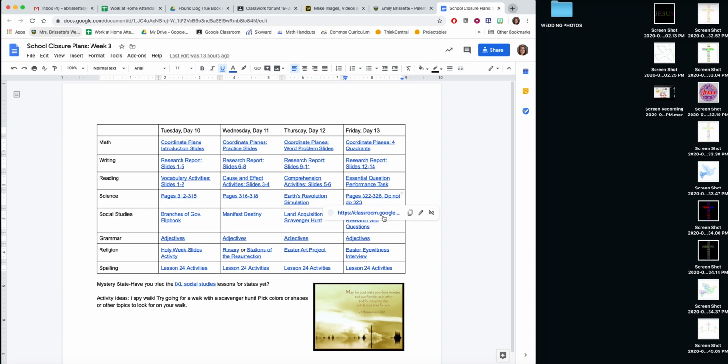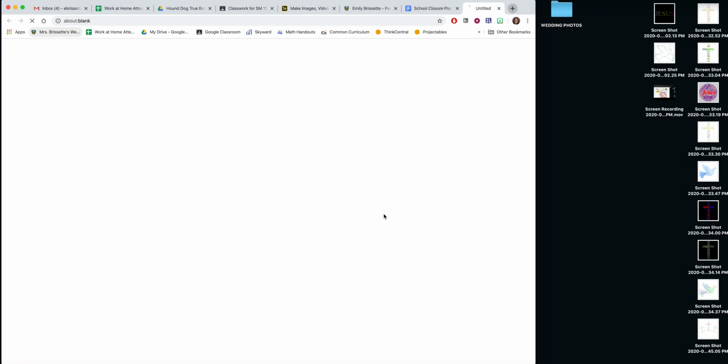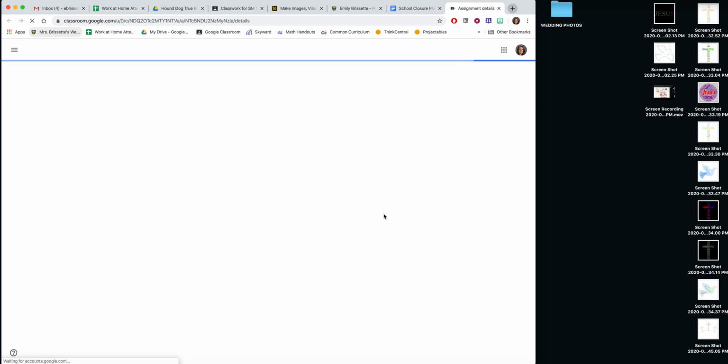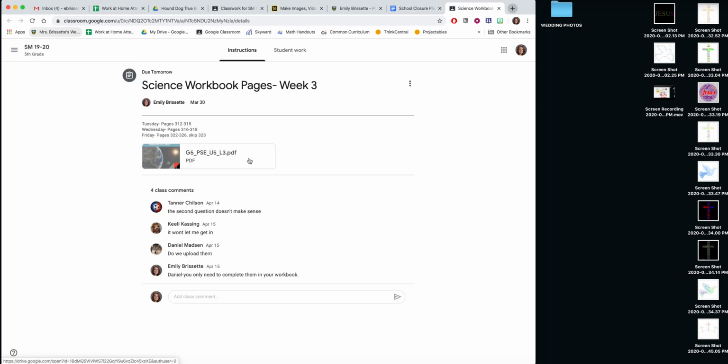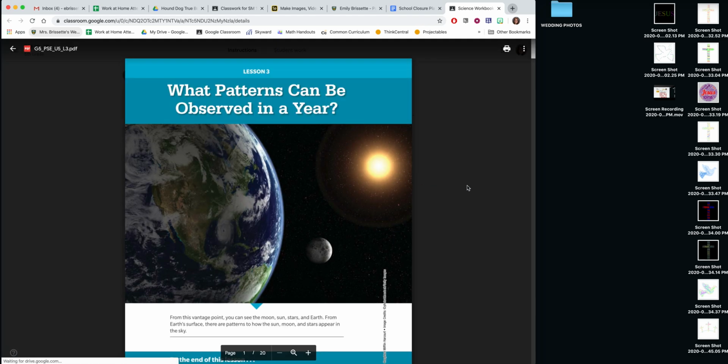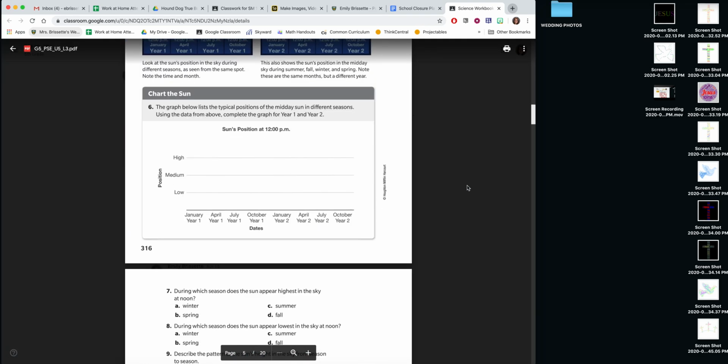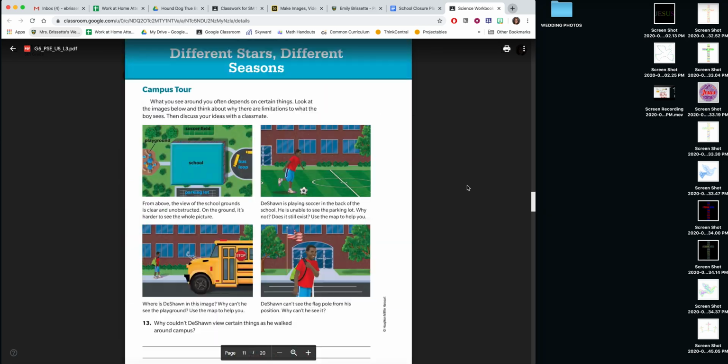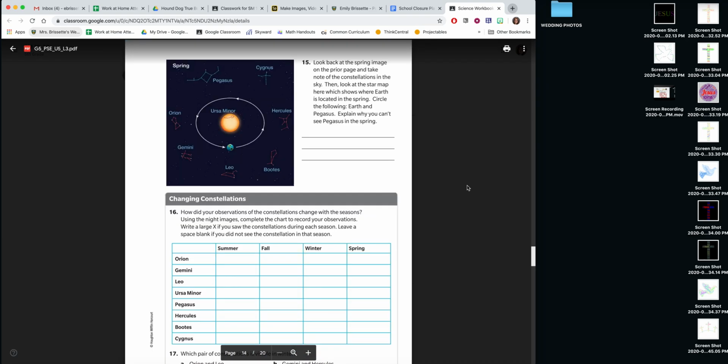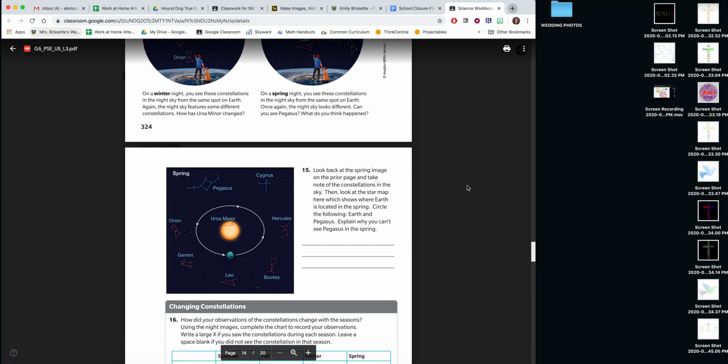For science, you can do pages 322 through 326. You don't have to do 323. This is, if I remember correctly, looking at constellations, so looking at how stars change through the seasons, if I remember right? Maybe I passed it. Yeah.